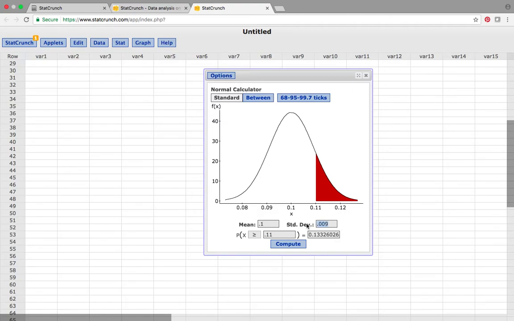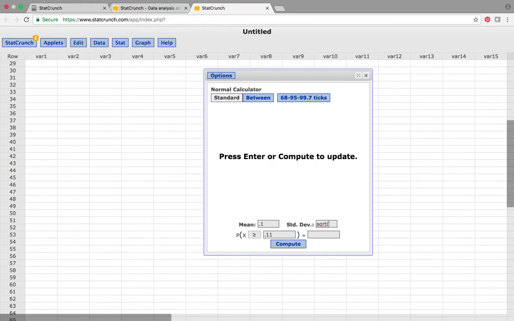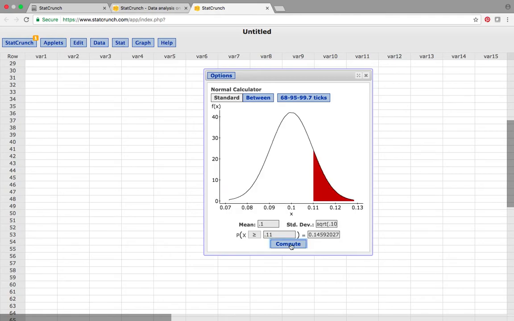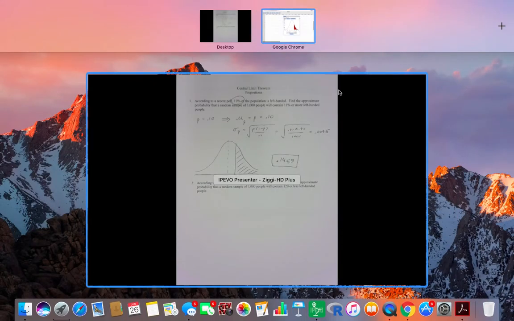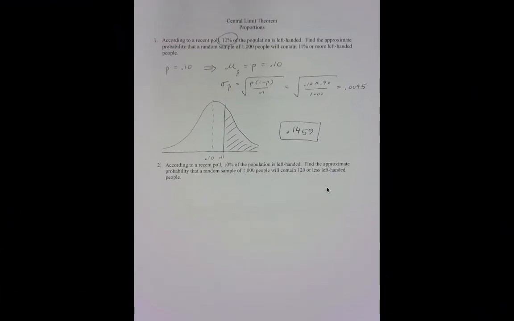The easiest way to do it is just square root 0.10 times 0.90 divided by your sample size, which is 1,000. Close it up, and guys, you got no problems there. You don't have to worry about how far it rounds out. You're going to get the theoretical answer that way, not an estimated answer. All right. So as you've seen, I've already put the correct answer in, 0.1459.